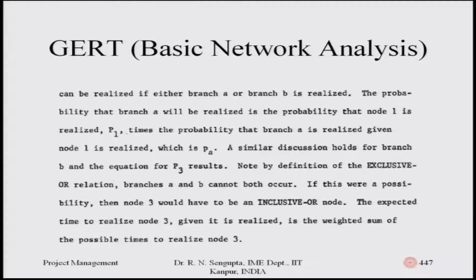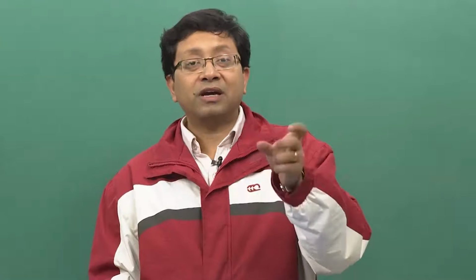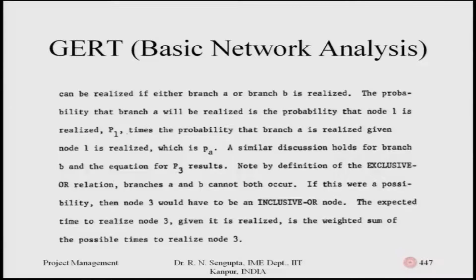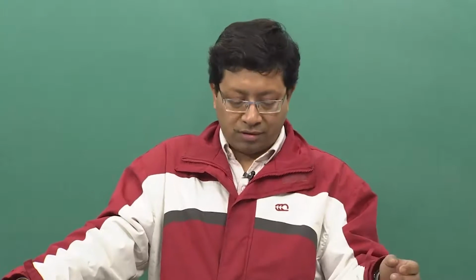So, whatever different types of inputs you have, in this diagram, branch A has probability P suffix A and time T suffix A, and branch B has probability P suffix B and time T suffix B. So, these are only 2, there can be more than 2 also, that would only make things complicated on the calculation front, but the concept remains the same. The probability that a branch will be realized is the probability that node 1 is realized, which is capital P suffix 1. So, this small p and capital P would now become clear to you. One is probability along the edge and one is probability of the realization of the node. Edge means the arc.